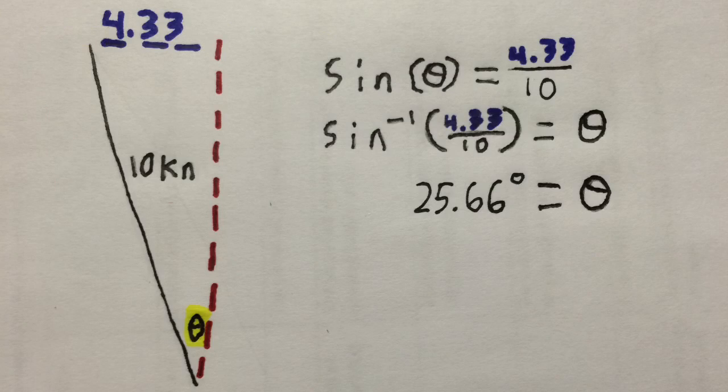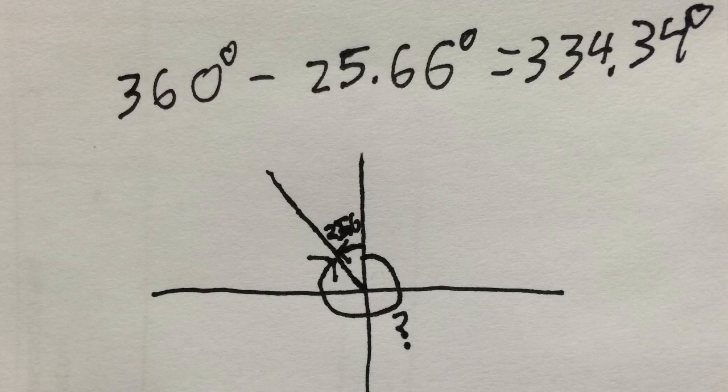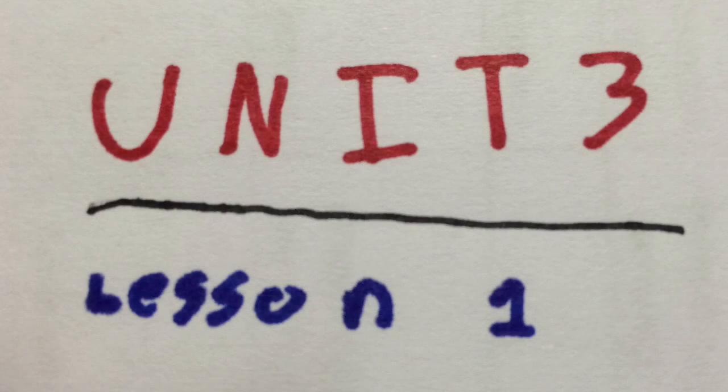Sine inverse of 4.33 divided by 10 is equal to 25.66 degrees. Our interior angle is then 25.66 degrees. Since we need the clockwise rotation in order to get our heading, we will take 360 degrees and subtract our 25.66 degrees to get our final answer and heading of 334.34 degrees.